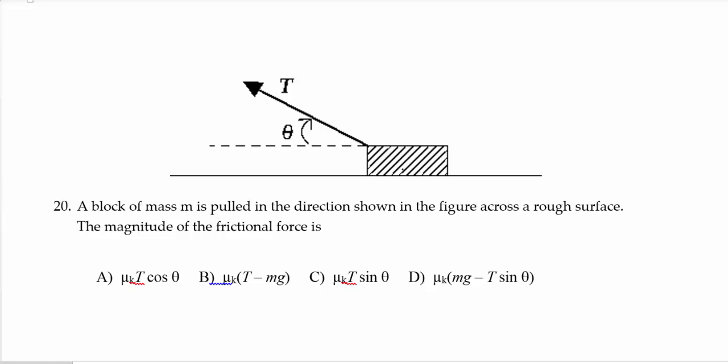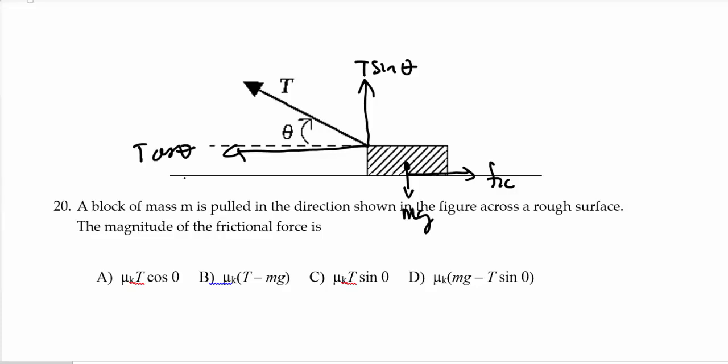Look up. We have here the weight mg. We have the friction force fk. We can resolve T into two components. This is T sine theta, and this is T cosine theta. We have the normal force acting upwards. The system is on a rough surface, great. We need to calculate the friction force.